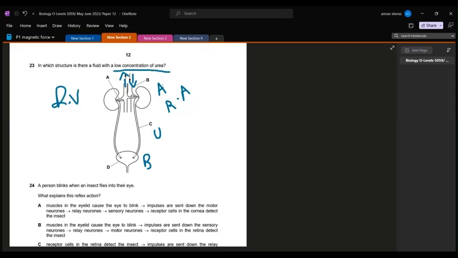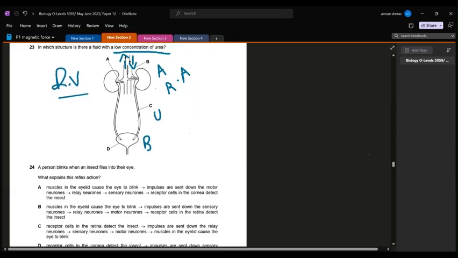So they have asked you in which structure there is a fluid with a low concentration of urea. So it is the renal vein, because the renal vein exits the kidney, but it has purified blood in it because it has been purified by the nephrons. The waste material, such as urea or any other waste material, is released by urine. And how that goes is nephrons release that, and through the ureter it is passed on to the bladder where it is stored before excretion. So the purified blood does not contain any waste material and it is taken by the renal vein back. So it is A.